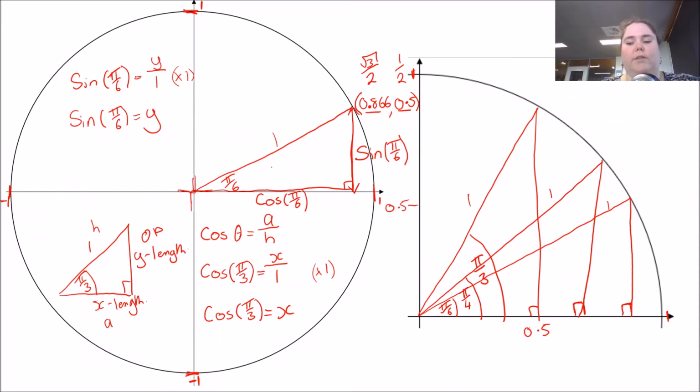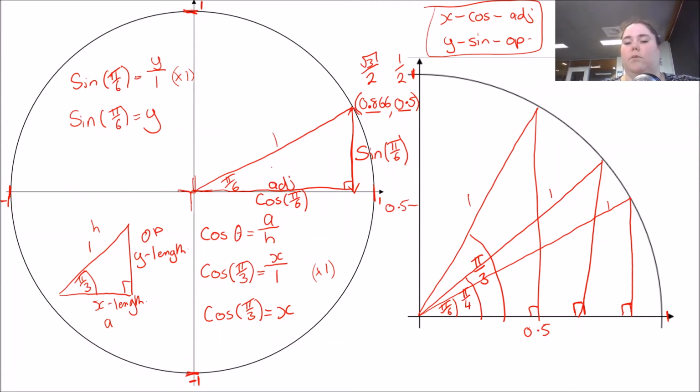So what we've just learnt is that if we're working the triangle, finding the adjacent side is the same as finding the x length on my triangle or finding the cos. So x, cos, and adjacent are all the same thing. Y, sine, and opposite are all the same thing. So that's really important to note. So that gets me the exact values.